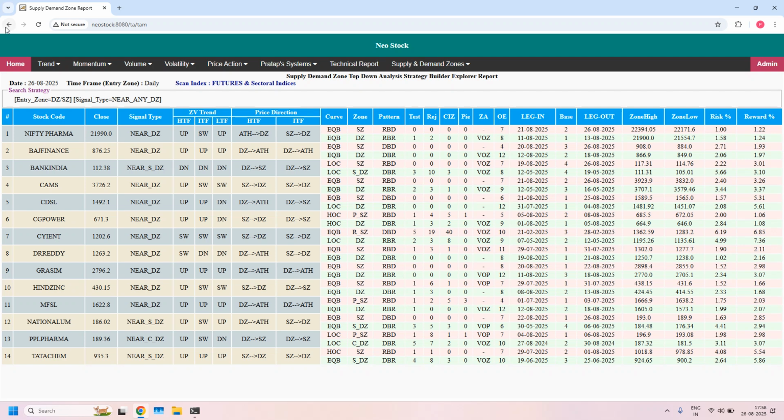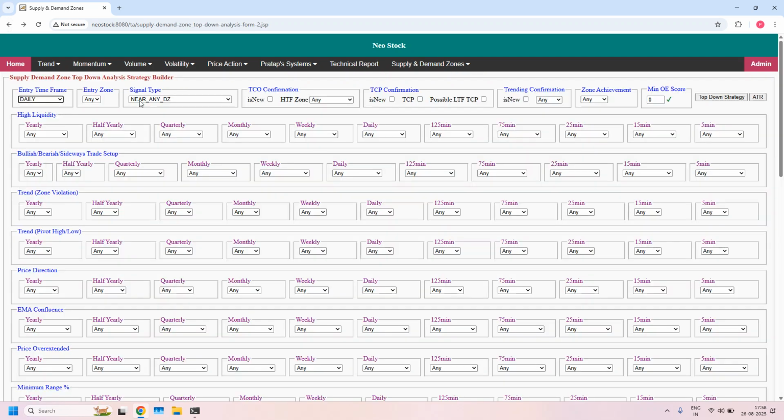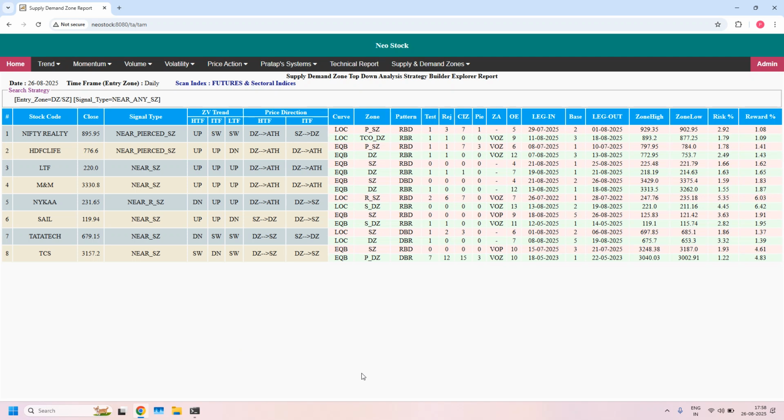Next, for daily time frame, stocks near to the daily supply zone, we got 8 stocks. Let us identify daily high liquidity supply zones from this list. Nykaa is having a daily high liquidity supply zone. That's it. We got only one daily high liquidity supply zone from this list.